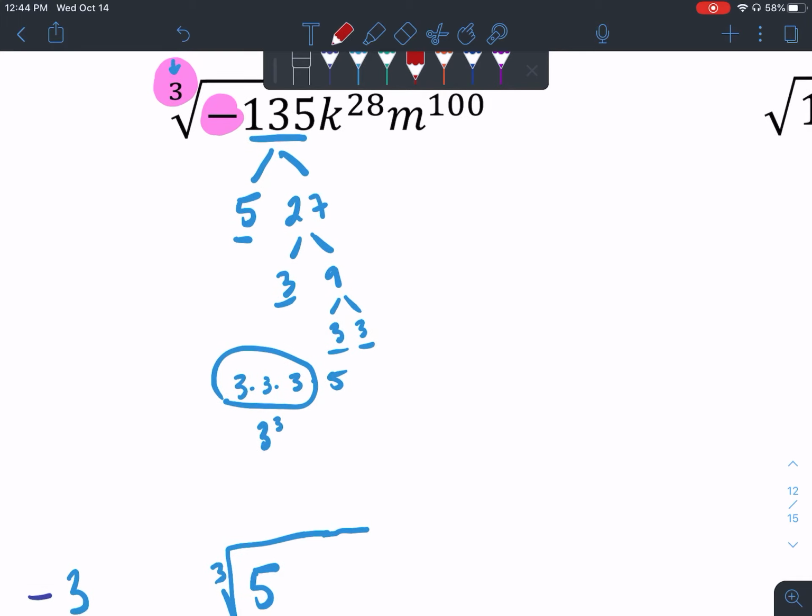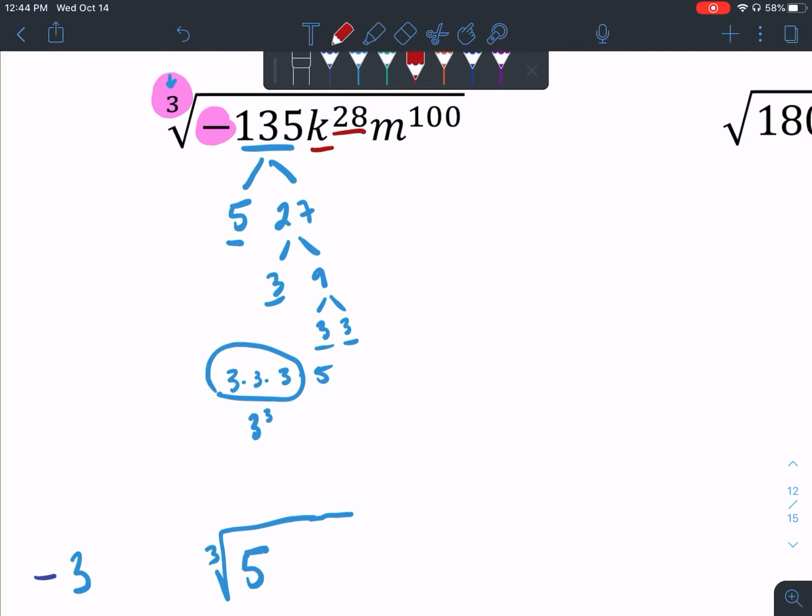Now we looked at when we were dealing with variables with an exponent, we looked at this idea that we can actually divide the power by the index. So this is really k to the 28 divided by 3. If I do that division really quickly, it's 9 with a remainder of 1. What that means is that that k to the ninth is able to come outside. When we reduce it, that k to the ninth is able to come outside. This remainder 1 tells me that 1k stays inside.